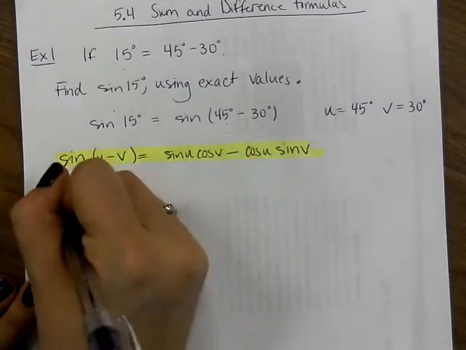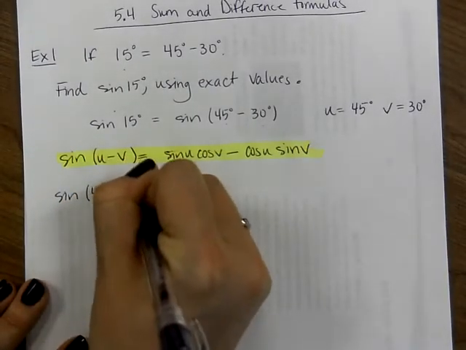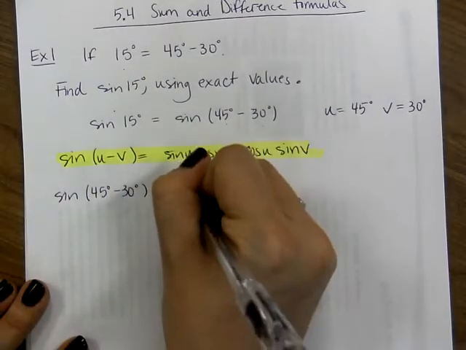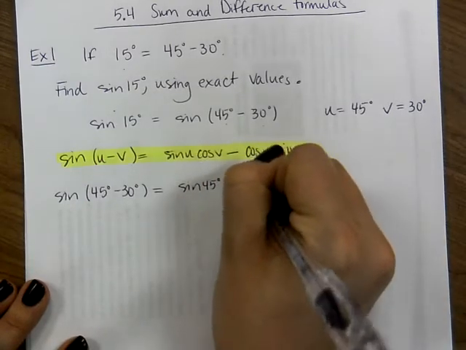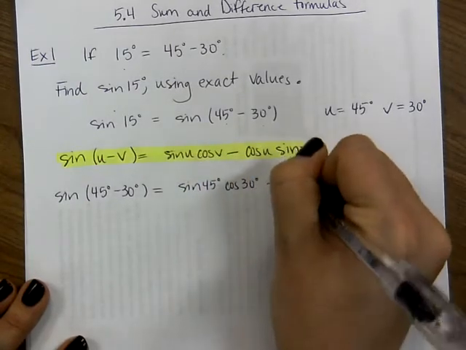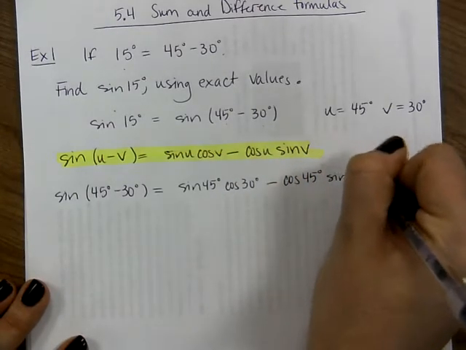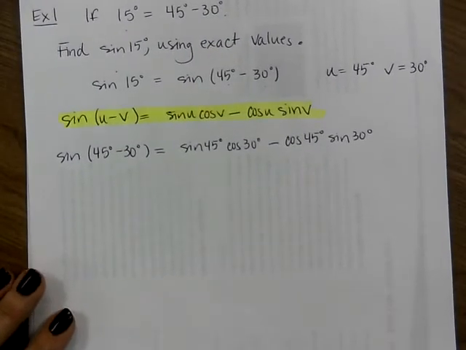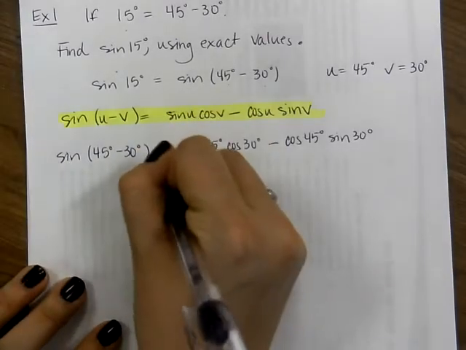So we're going to do the sine of 45 degrees minus 30 degrees, and then we're just going to plug in our u and v. So I have the sine of 45 degrees times the cosine of 30 degrees minus the cosine of 45 degrees times the sine of 30 degrees. Your unit circle is imperative in this section. You have to know it. So now we just simplify.